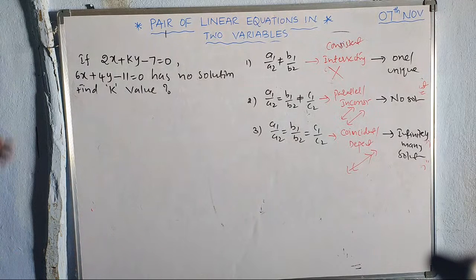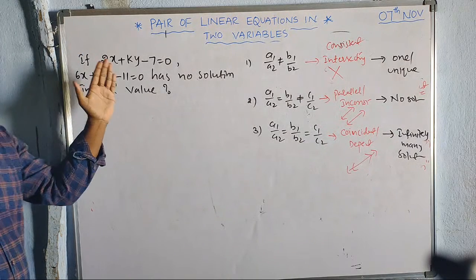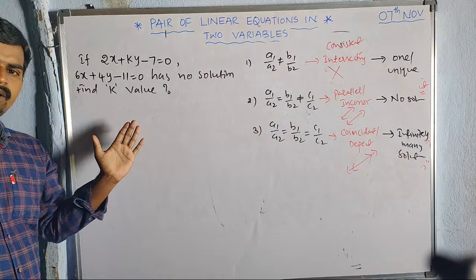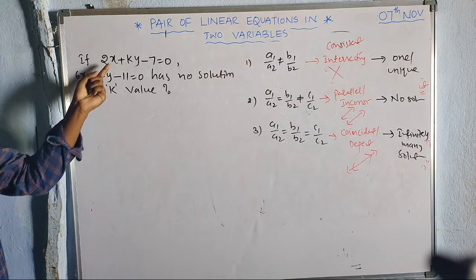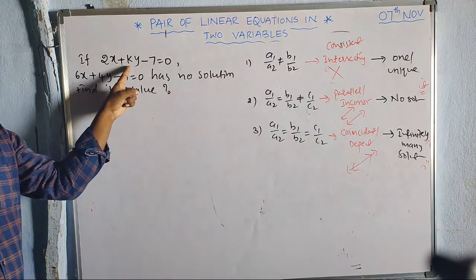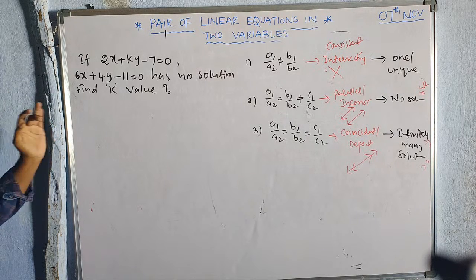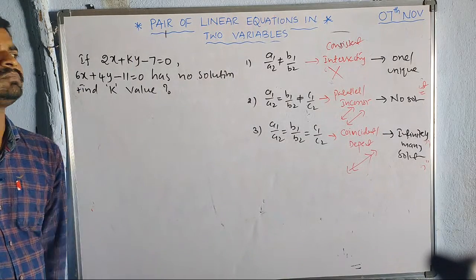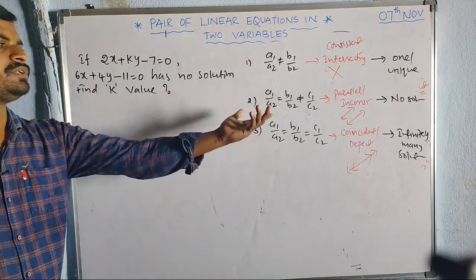Here is one more problem. In the previous problems we just had to verify how many solutions the given pair of linear equations has, or whether they represent intersecting, parallel or coincident lines. Now, two linear equations are given, but in the first equation one letter, k, is given, and we have to find the value of k. The condition is already given: no solution. No solution means the second condition. We have to remember that condition here.